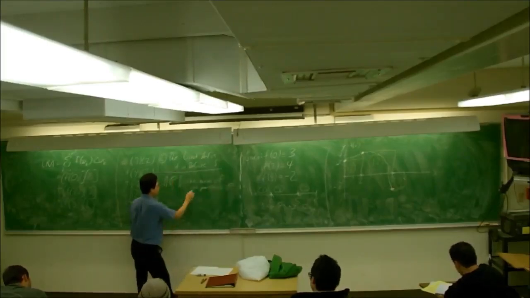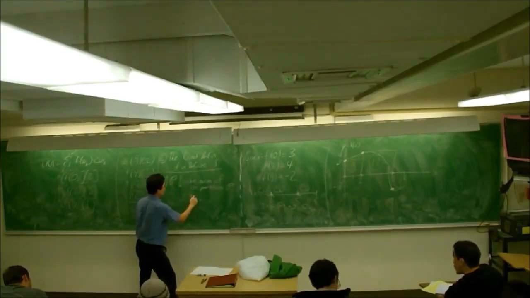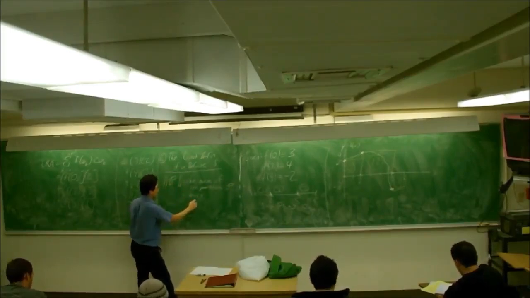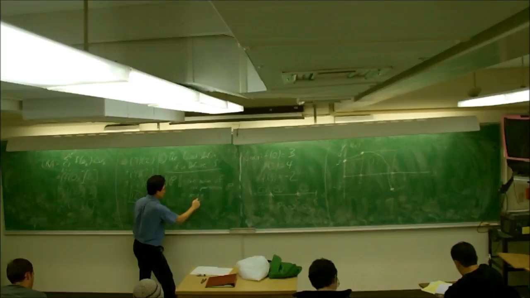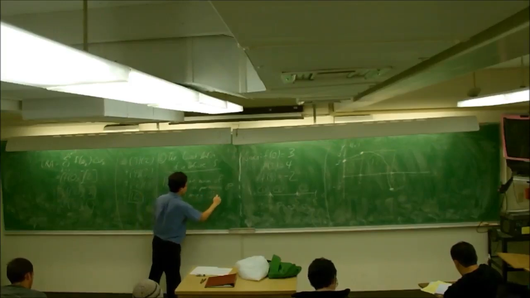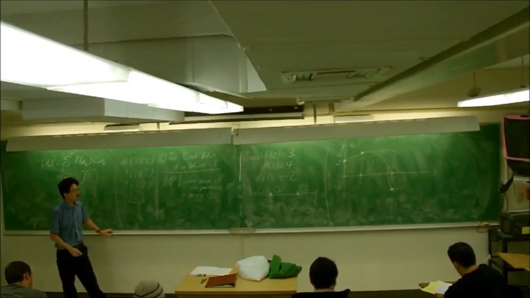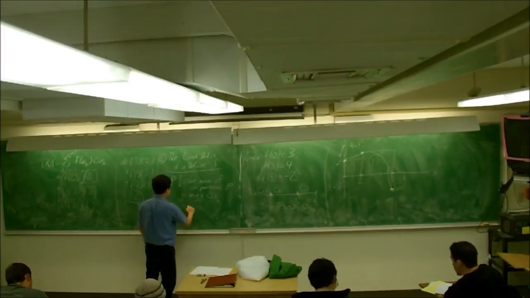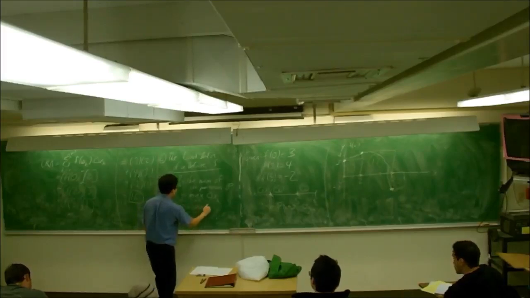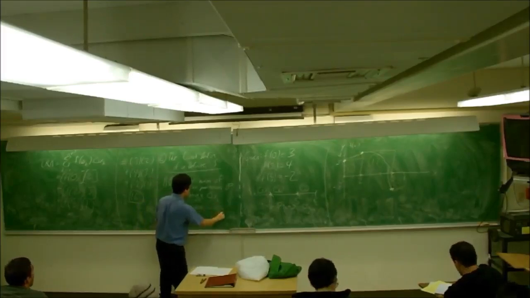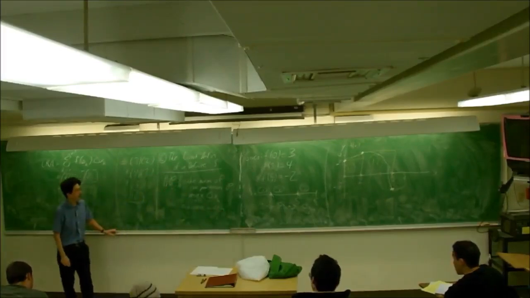What is this formally? Formally, it's the maximum over all k's of the delta x k's. It's the max of those delta xk's. What do I mean by that? It's the widest width of all these subintervals. The widest width.